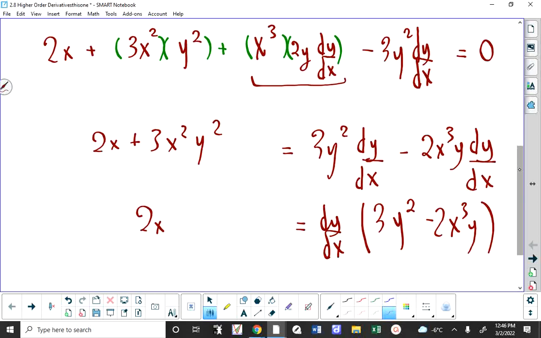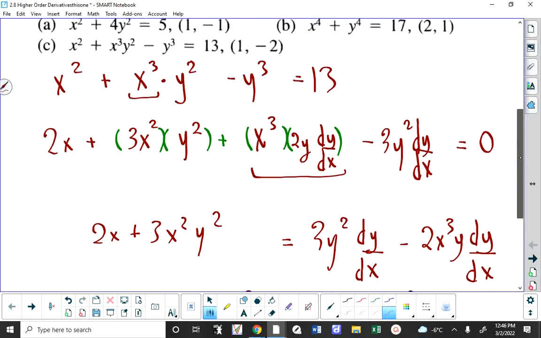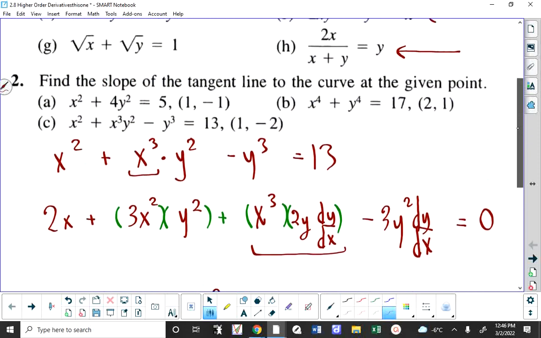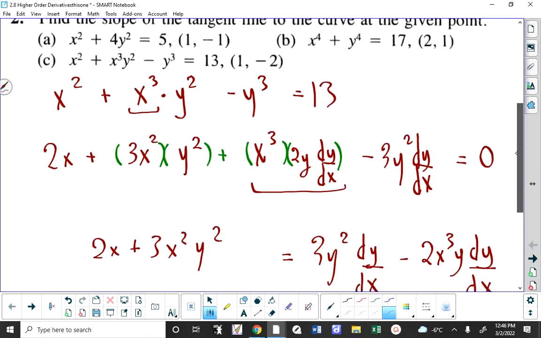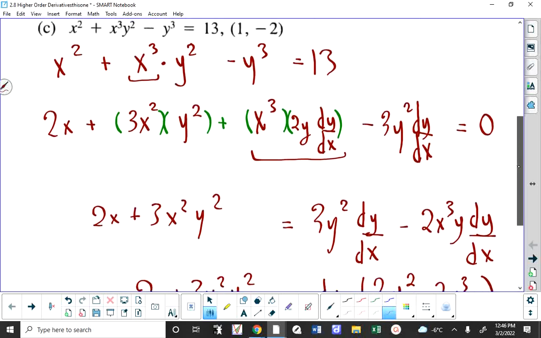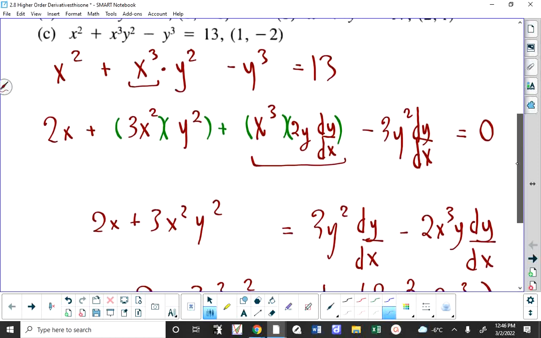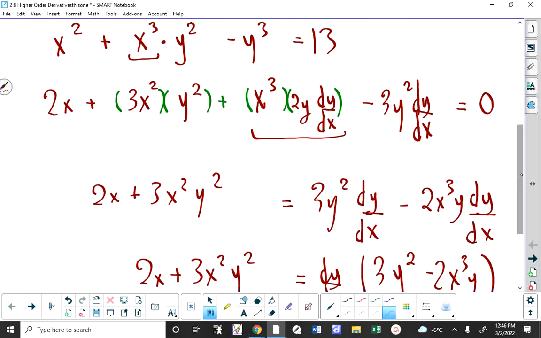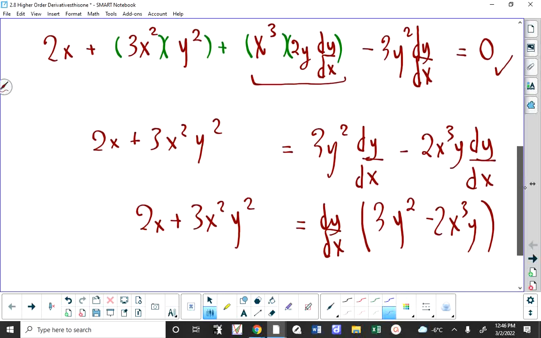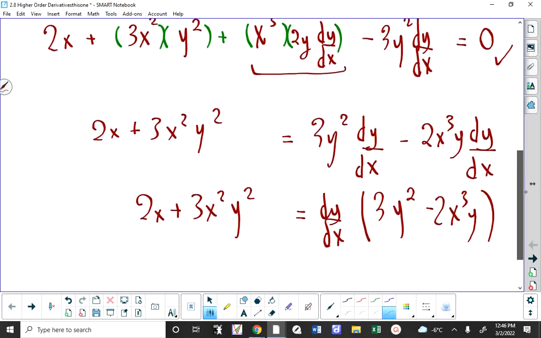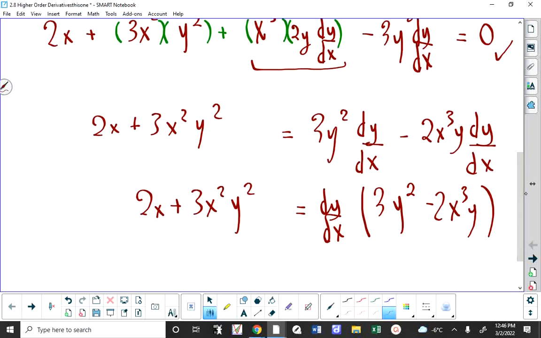And for work that is as involved as what we're doing, I should chastise myself for not actually double checking any of the steps. I wrote it down correctly: 2x, 3x squared y squared plus x cubed 2y dy dx minus 3. This line is okay. I moved those two terms over. I think it's all fine, but I never personally checked.